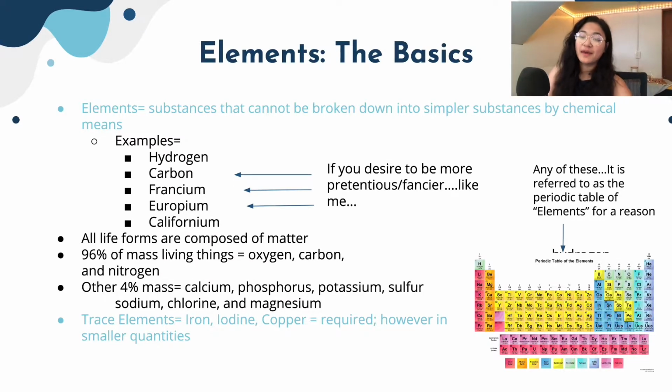So 96% of the mass of living things are composed of oxygen, carbon, and nitrogen, and the other 4% of the mass of all living things is calcium, phosphorus, potassium, sulfur, sodium, chlorine, and magnesium. You do not need to memorize the other 4% necessarily. The 96%, you should probably know that oxygen, carbon, and nitrogen are important. And trace elements include iron, iodine, copper, which are required. However, they're required in smaller amounts than, say, oxygen, carbon, and nitrogen.